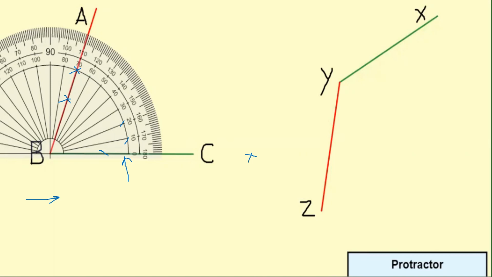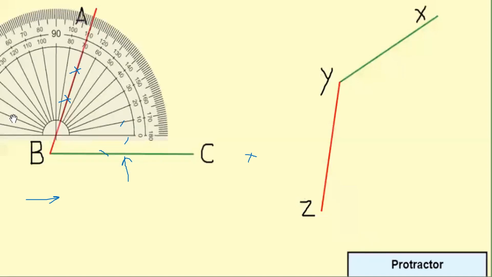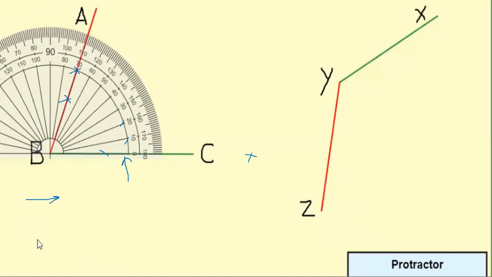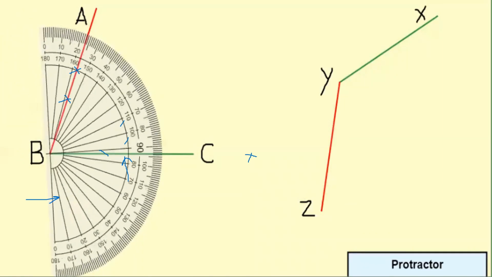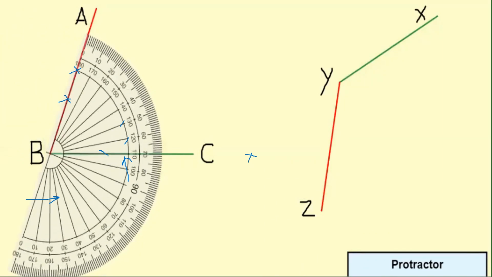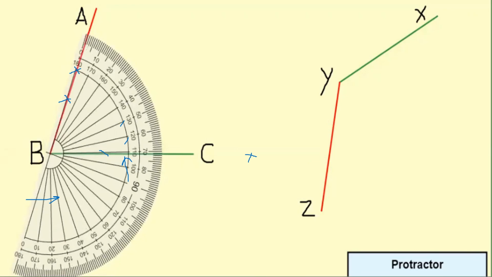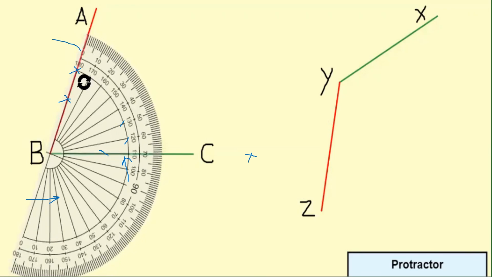What if we want to start measuring with the side BA? The same steps. First of all, you need to plot the center of the protractor on the vertex of the angle. Then rotate the protractor until the horizontal line of it lies on the side BA. Now start from this 0. Let's count together. 10, 20, 30, 40 until you reach the other side, which refers to 70 degrees.